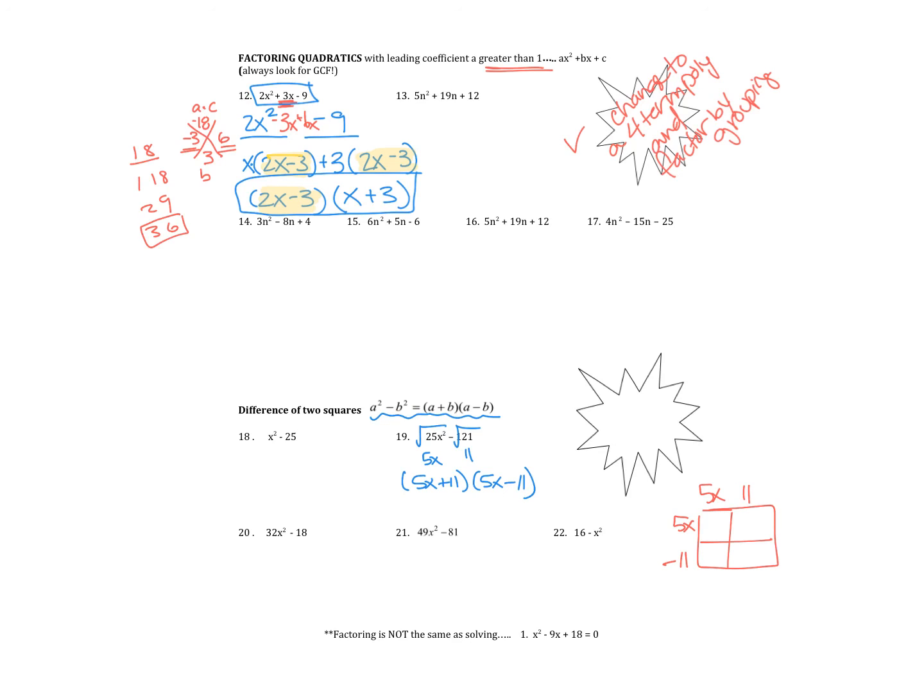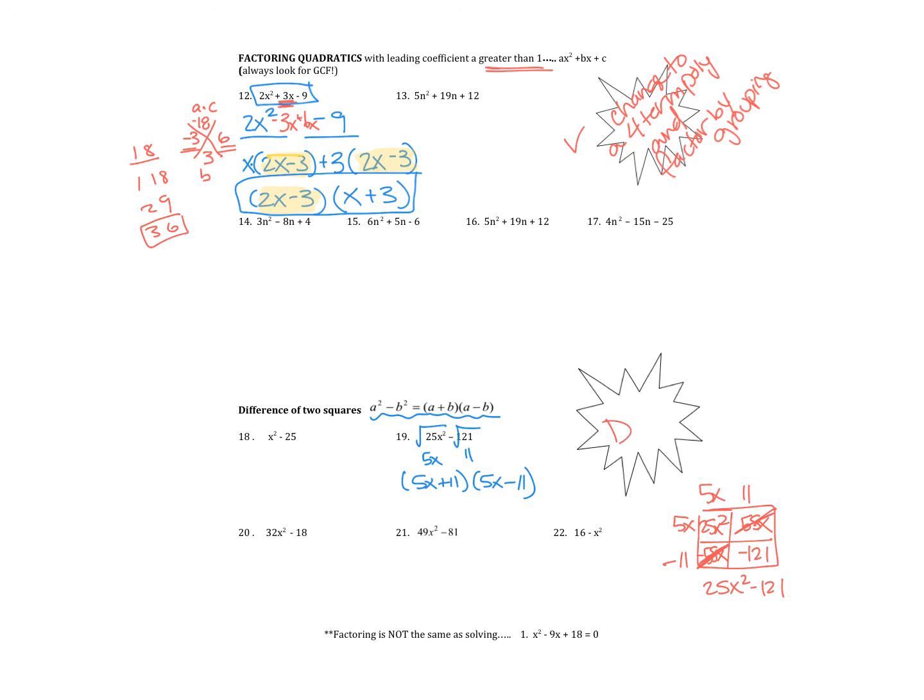So the 5x times 5x gives me 25x squared. The 11 times 5x gives me 55x. The negative 11 times 5x is negative 55x. And 11 times negative 11 is minus 121. Notice the 55x and the negative 55x cancel, and I just get 25x squared minus 121. That, ladies and gentlemen, is difference of two squares.